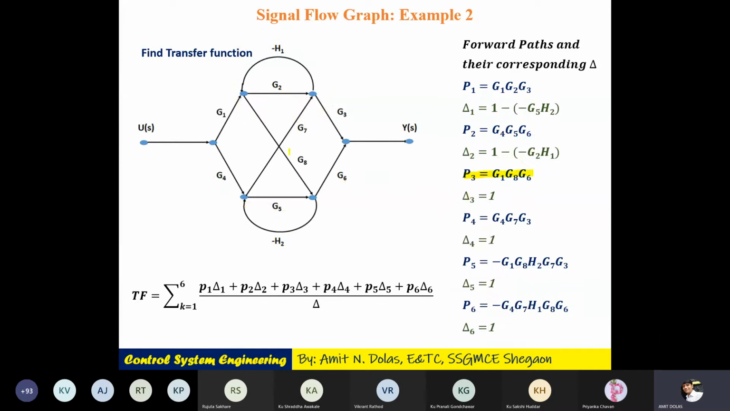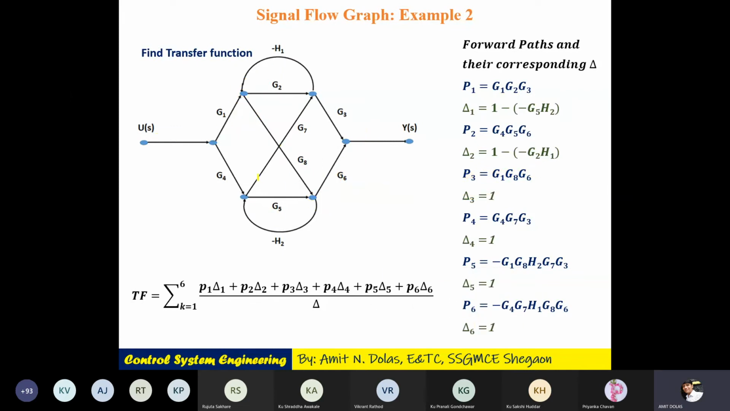Path 3 is what? G1 G8 G6. I think all the loops are touching. L1 touches it here, L2 touches it here, and the figure-8 shaped loop is touching the G8 branch. So that's why delta 3 is 1.